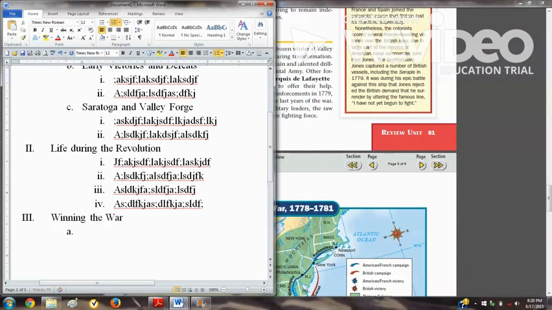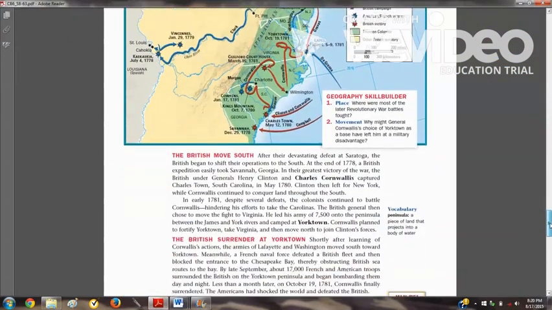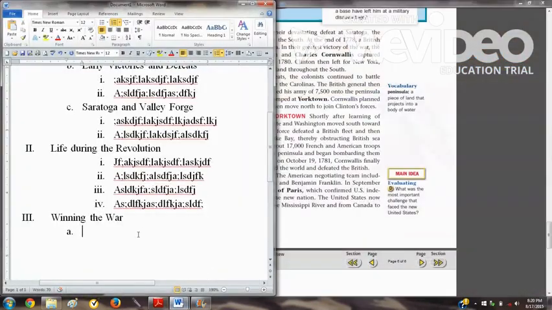Now let's see if it has an A this time. So winning the war, let's scroll down. Oh, there's A. The British move south. All right, so then put the British move south. All right, and we did that. Here's one important idea about the British moving south, and the second thing important about the British moving south.